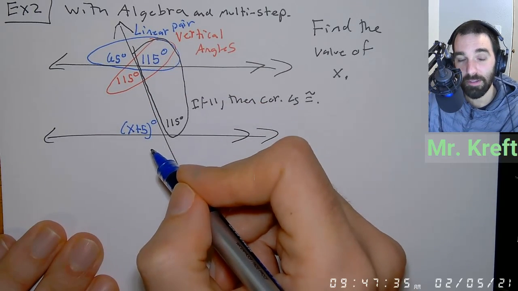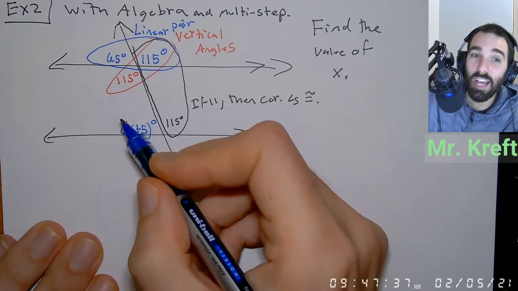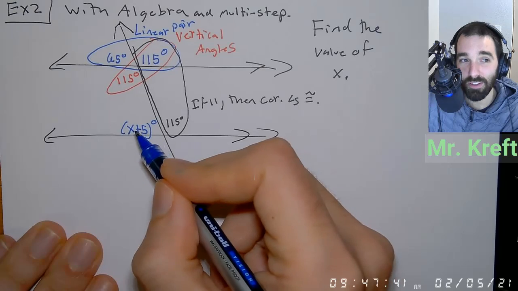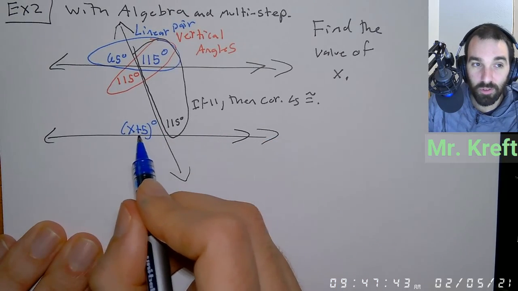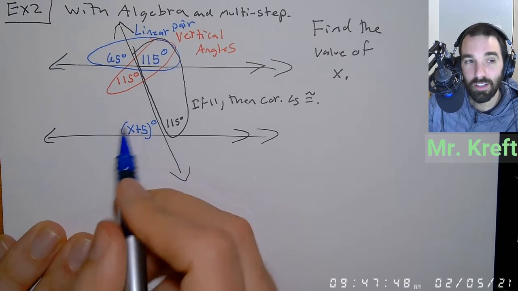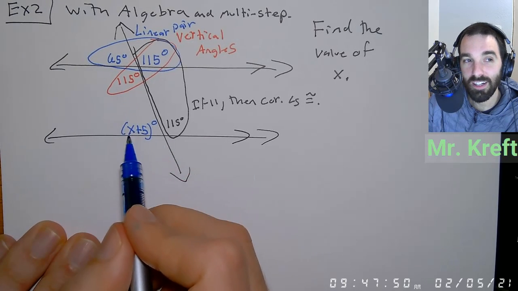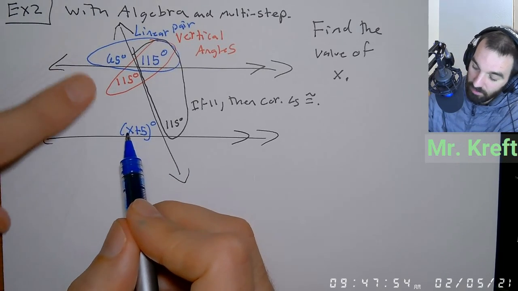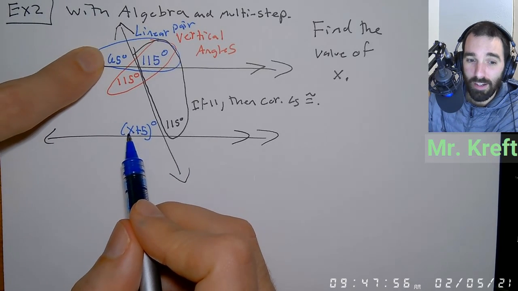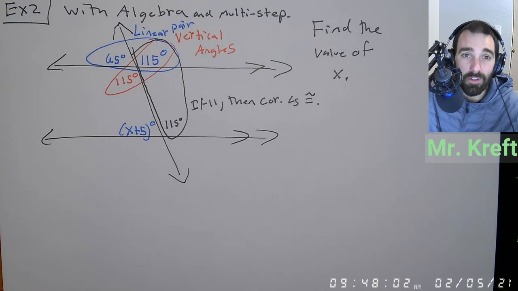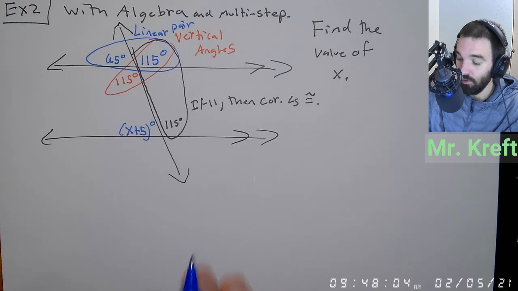I could also do alternate exterior, right? But what I could do now is all these angles I found have a relationship with this unknown angle. For example, these 2. Isn't this a linear pair? For example, these 2. Aren't those consecutive interior? Or these 2. Aren't those corresponding? So the whole point is, if you can't get there directly, find one other angle and then keep going.